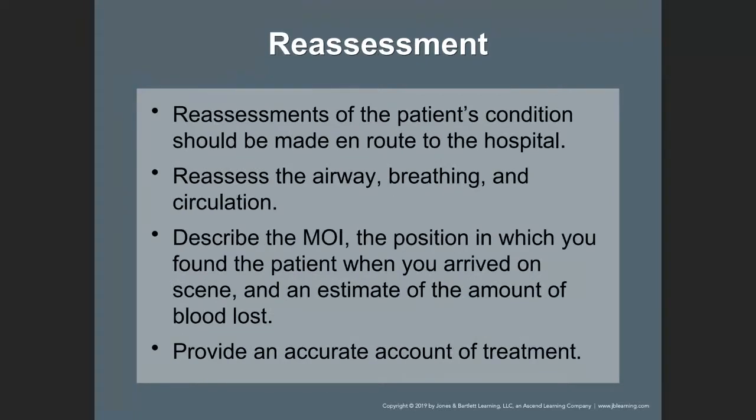Reassessment. Reassessment of the patient's condition should be made en route to the hospital. Reassess airway, breathing, and circulation. Describe the MOI, the position in which you found the patient when you arrived on scene, and estimate the amount of blood loss. Provide an accurate account of treatment. So whatever treatment you have provided, make sure it's clear and detailed in your report.